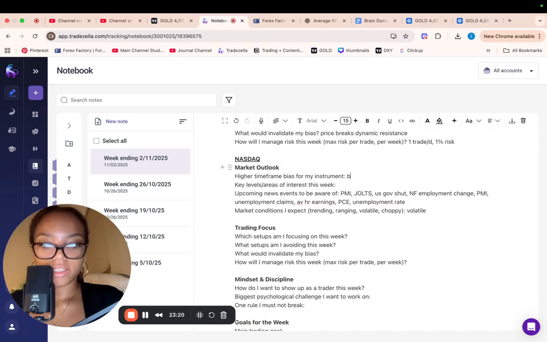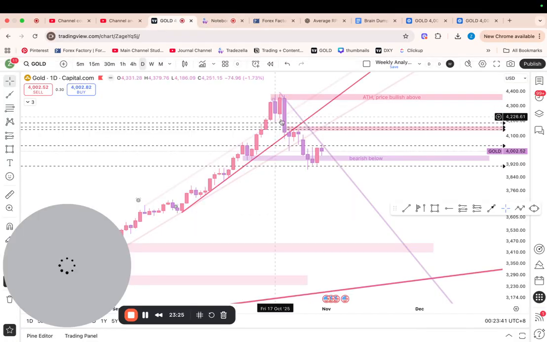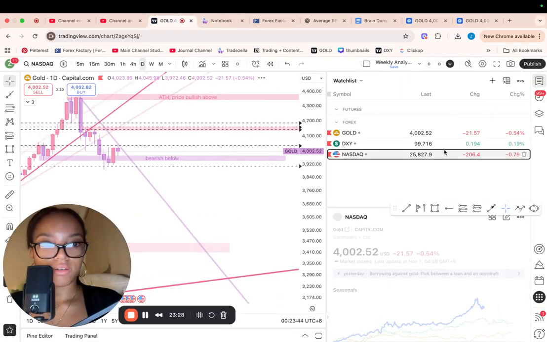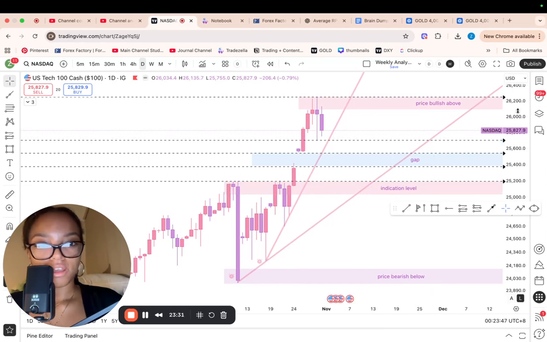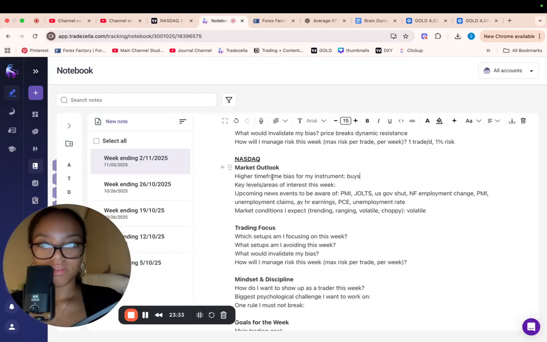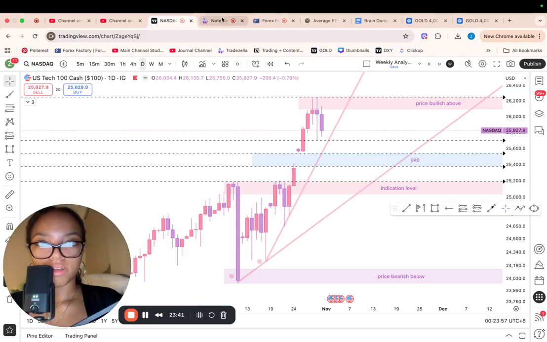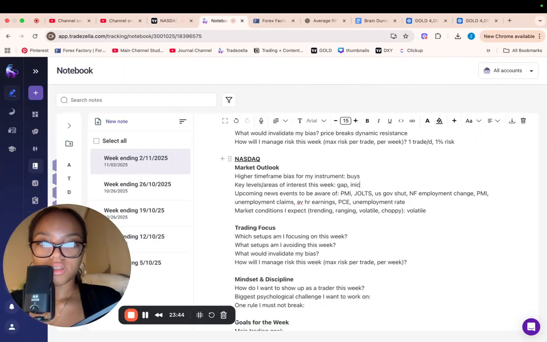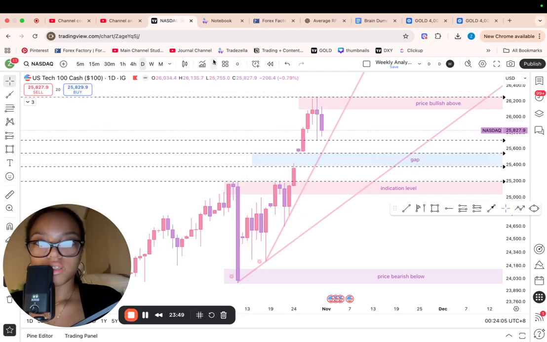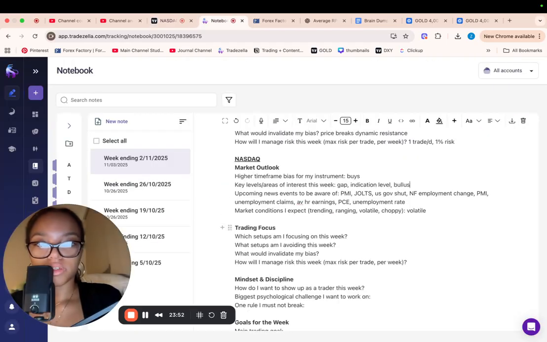Okay, now Nasdaq. High time frame bias is buys. Let's look for what we're looking for again because I don't want to say the wrong thing. I'm looking for price to fill the gap. So key areas would be the gap, the indication level, and the bullish above level. That's really what I'm most interested in seeing.